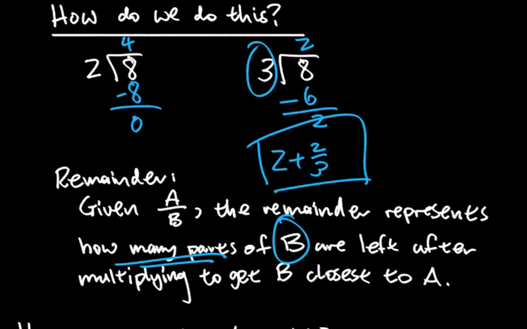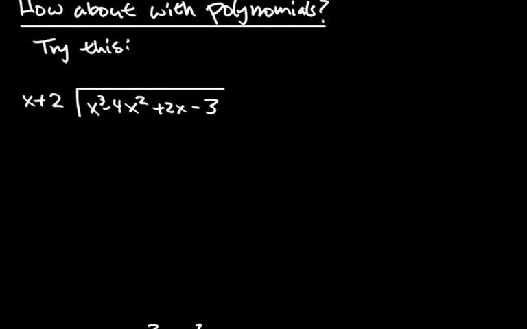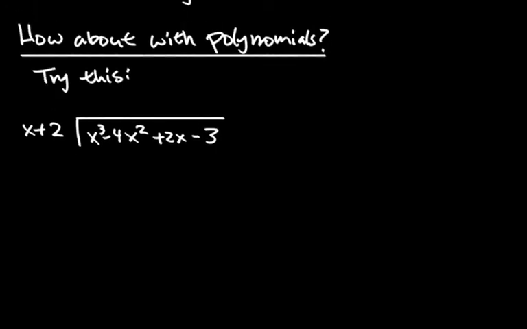So how do we do this with polynomials? It's actually not too difficult, so let's just go through it real fast. Here, what we want to do is get x as close to x cubed as possible. So let's multiply by x squared, because that's going to get us close to x cubed. So we get x cubed plus 2x squared. Then you subtract the whole thing. So then x cubed minus x cubed is 0. And then negative 4x squared minus 2x squared is negative 6x squared.